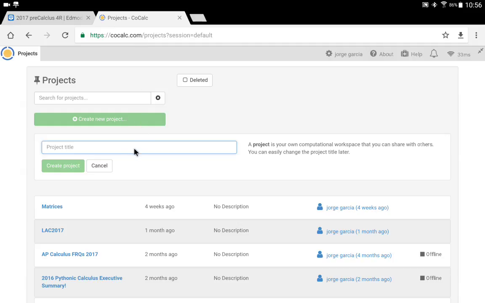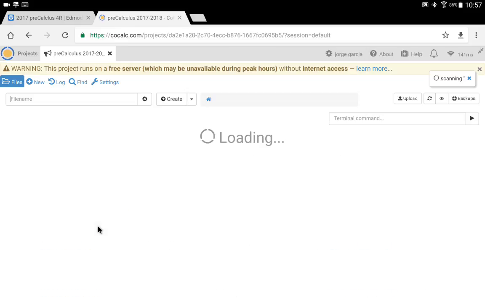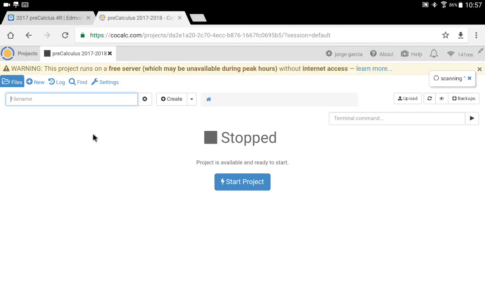And so now let's create a project. The project is sort of like a folder, okay? So I'm going to call this project Pre-Calculus 2017-2018. Create project. And there it is. All right, let's open the project. Well, we're in. All right, now let's create a file.